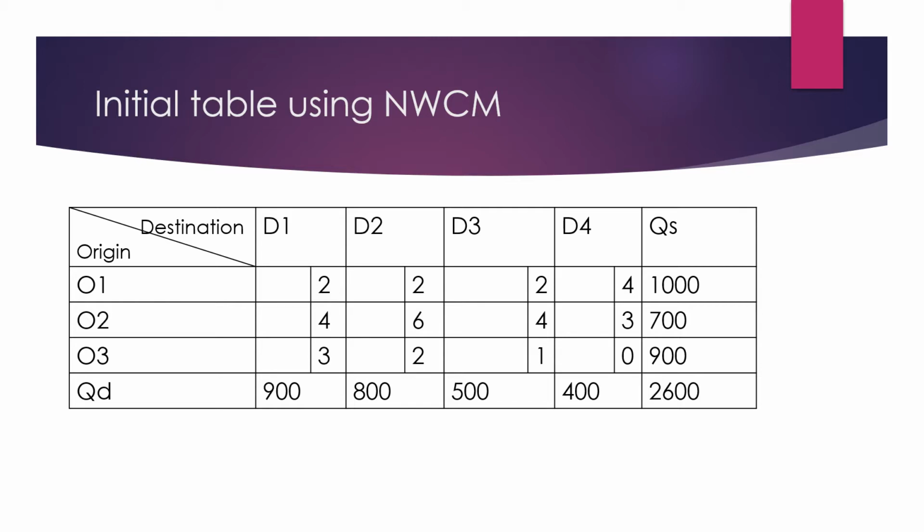Here we have to find the initial table using the northwest corner method. How we are going to do it is, first we are going to allocate to the first cell, which is the northwest corner cell, that is the D1 O1 cell. How much are we going to allocate? Whether we are going to put 1000 or whether we are going to put 900. As I already mentioned, we have to put 900. Why is it? Because it is the lowest quantity.